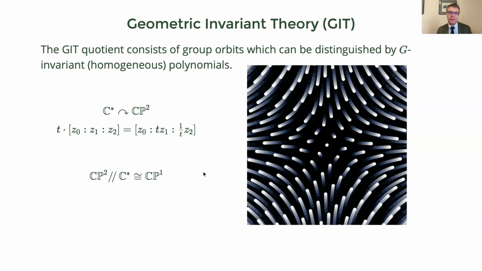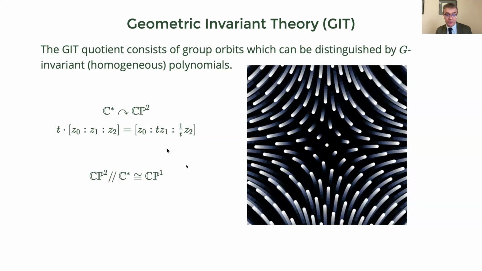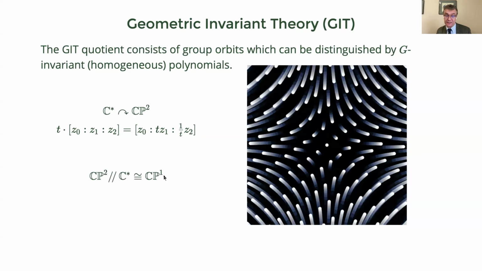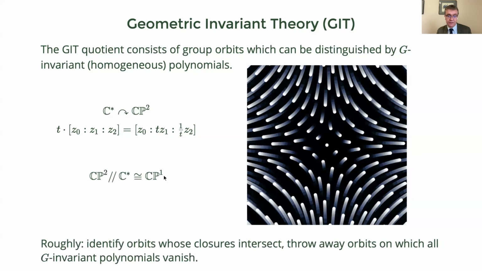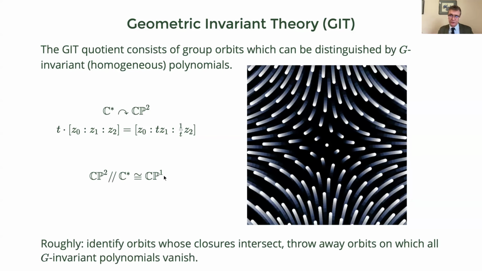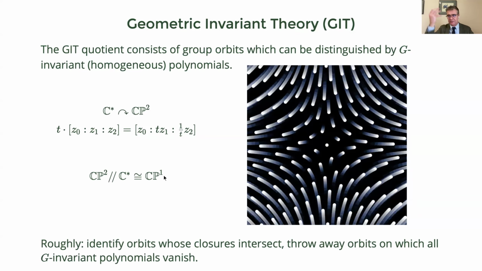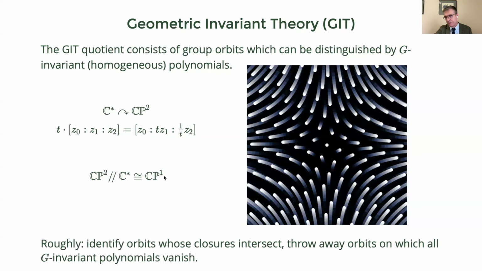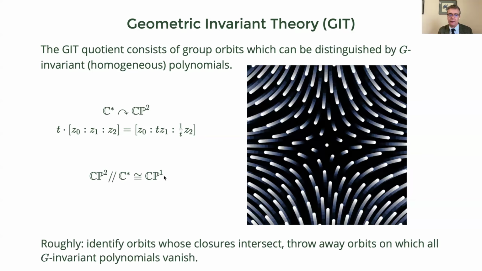And so the idea, it turns out, if you do this geometric invariant theory business, the quotient turns out to be CP1, which is nice. And roughly what happens is you say, okay, if I have orbits whose closures intersect, I'm just going to make them all go to the same point in the quotient.